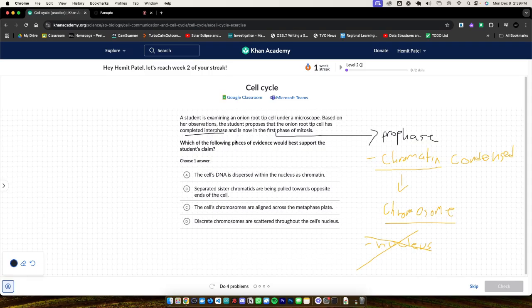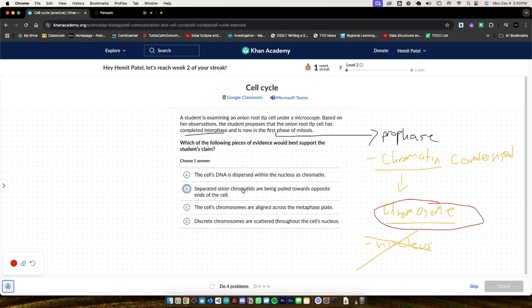at the options. So the cell's DNA is dispersed within the nucleus as chromatin. This is completely wrong because you can see that it does not meet any of these criteria, right? The chromatin has become chromosome, right? And it's also not within a nucleus format anymore because the nuclear envelope has disintegrated, right? It has disintegrated. All right.